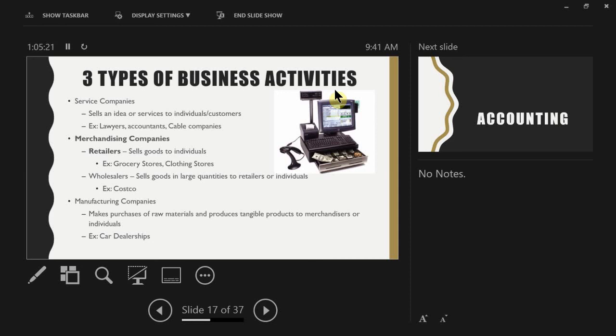However, for the focus of our class, we are actually going to be looking at a merchandising company. We're not going to sell a service, we're going to sell a product, and that's going to be coffee. We're going to be looking at our fictitious business as Coffee Cafe, and our main focus and goal is selling coffee.